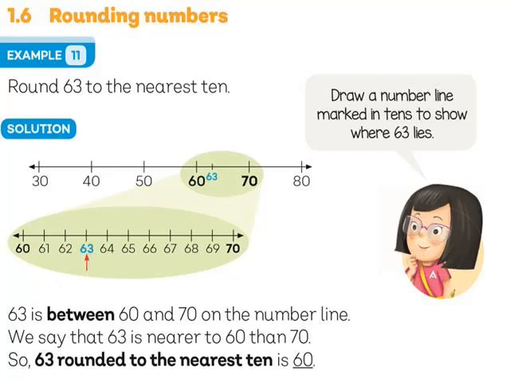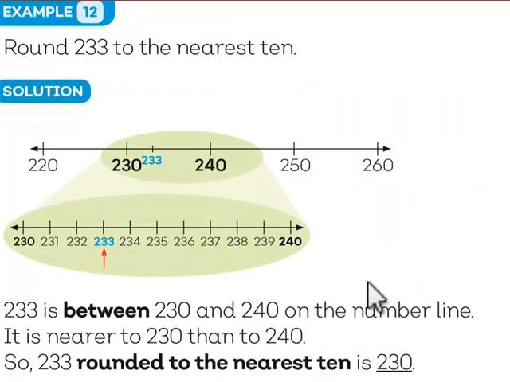Okay, another example. Example number 12. Round 233 to the nearest 10. Okay, if you look at the number 233, the tens digit here is 3, and the ones digit is 3, you can see number 3 here.